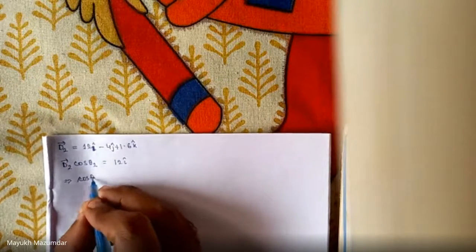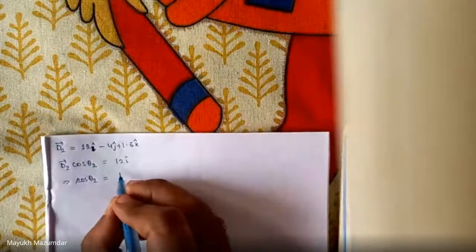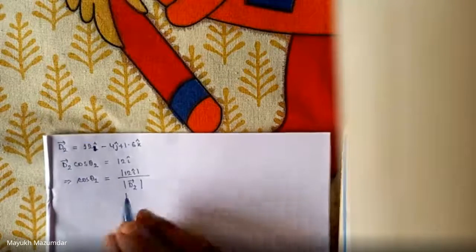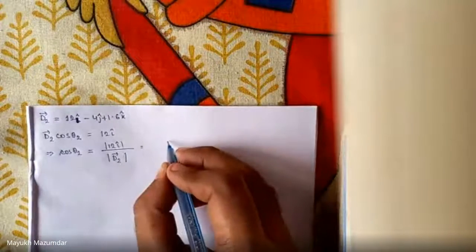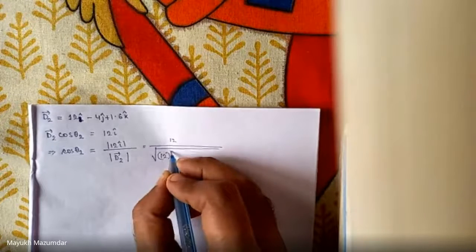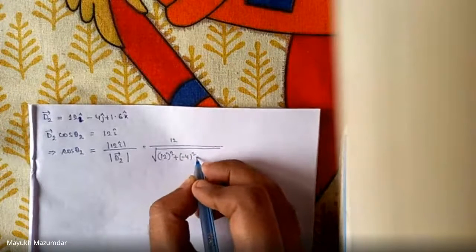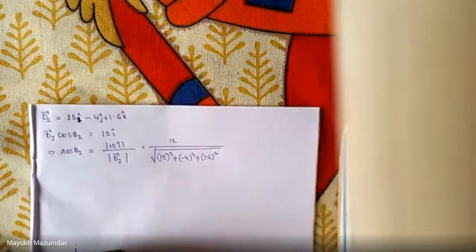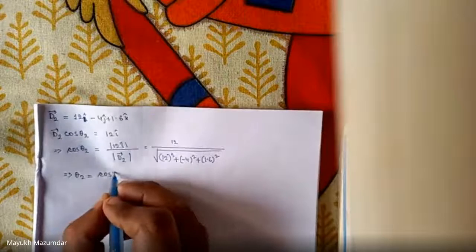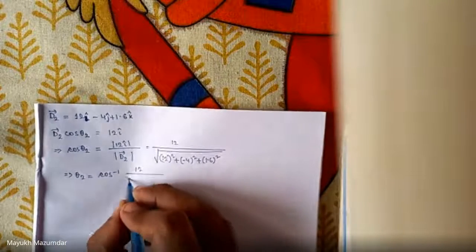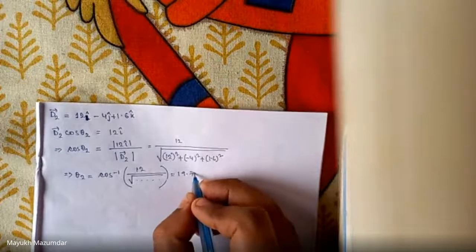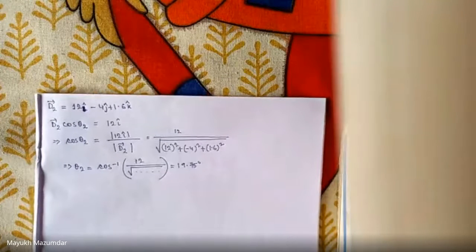So cos theta 2 is what? I can write it like this. The magnitude of 12 i cap is only 12. What is the magnitude of the D2 vector? This thing. So theta 2 would be cos inverse of this thing. Okay, it would come around 19.75. You can try this at home.